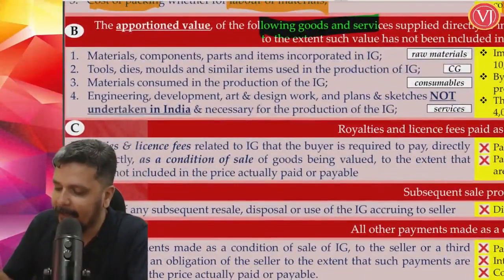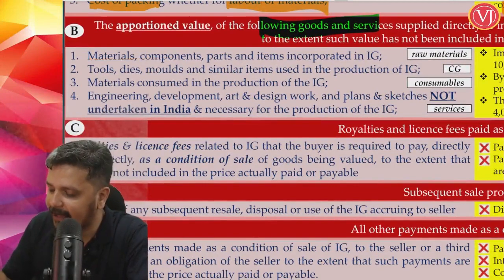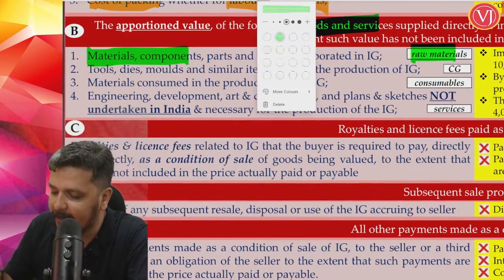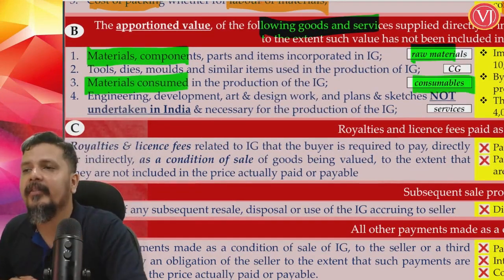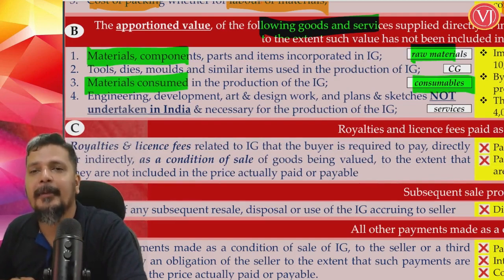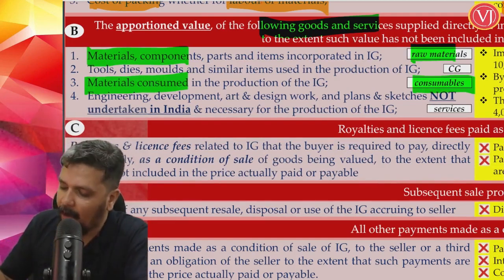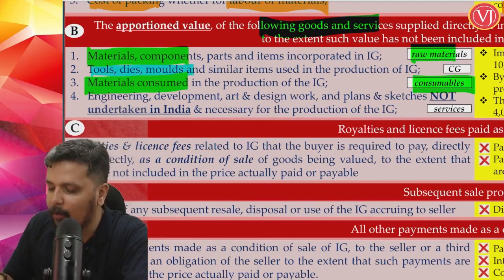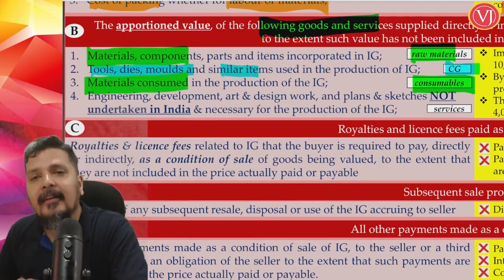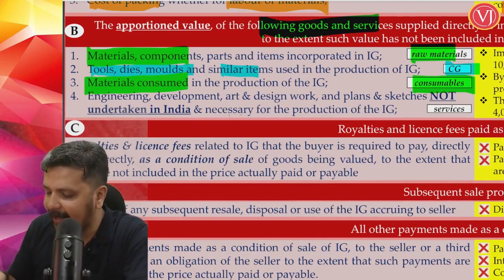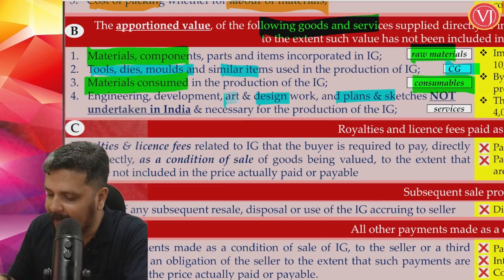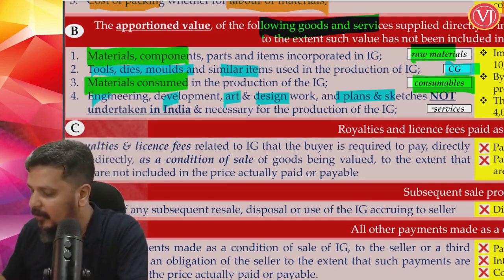can be the main materials, components, parts, which are raw materials, or it can be materials consumed, which are consumables. In our example, fabric is the main raw material. Buttons and threads can be called consumables, or it can be tools, dies, molds and other similar items, nothing but capital goods, or it can be services: any design, plan, sketches or artwork, development work, engineering work.